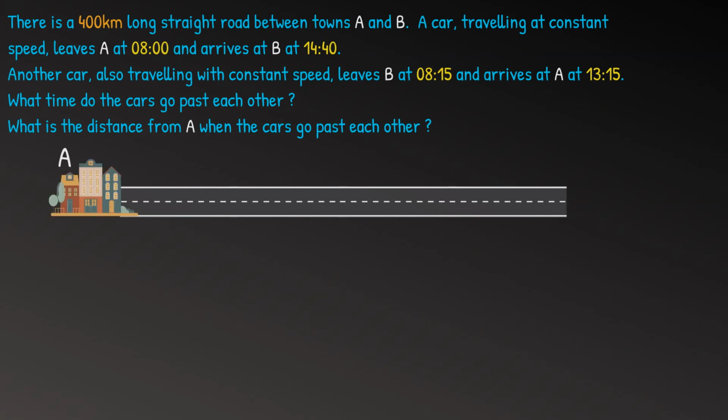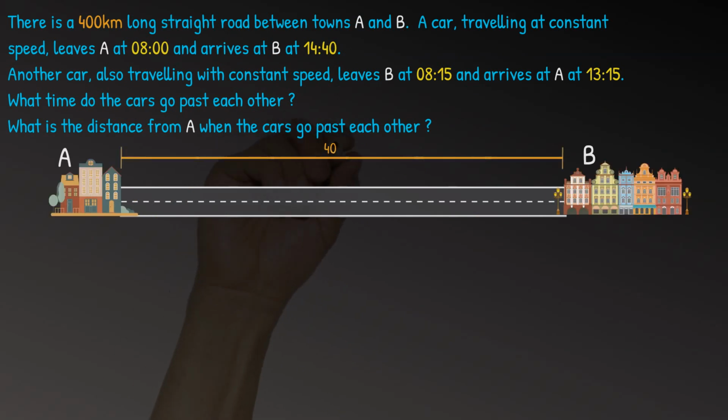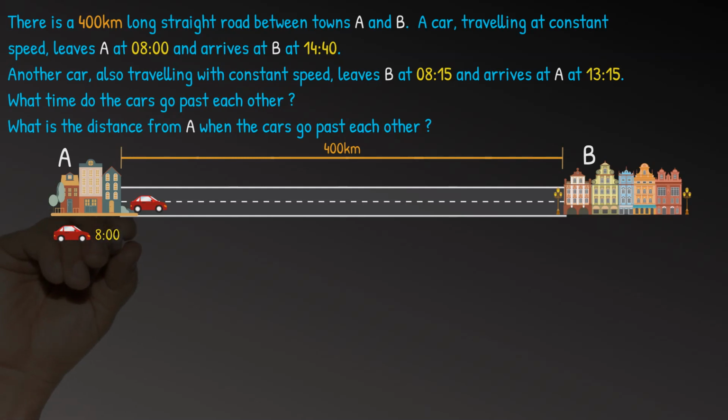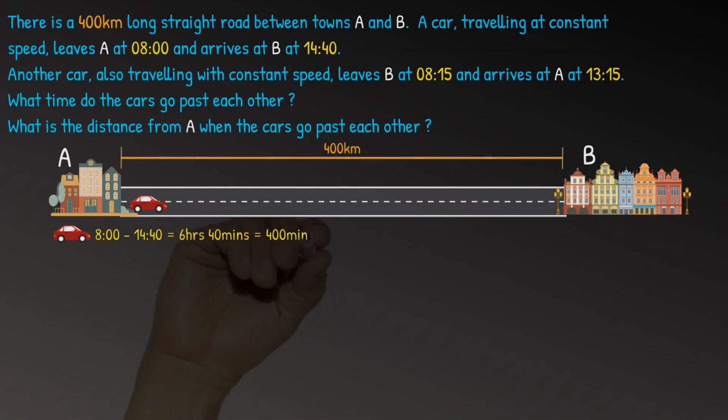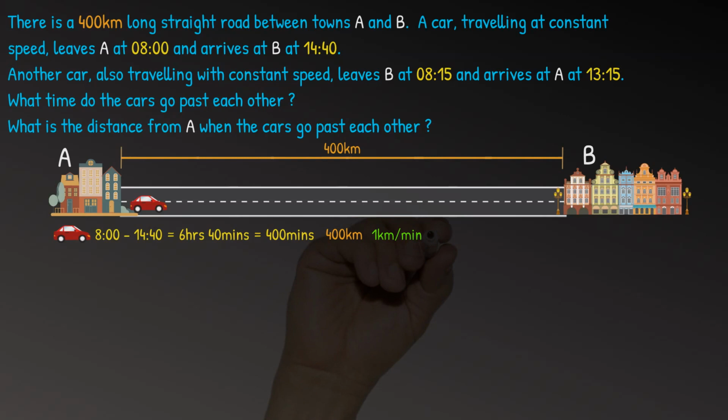Now here we have town A, town B, and a 400-kilometre straight road in between them. Now we're looking at two cars. The first car leaves town A at 8 o'clock and it arrives at town B at 14:40. Now that's a total journey time of 6 hours and 40 minutes, or 400 minutes. And as the distance travelled is 400 kilometres, that's 1 kilometre a minute, or 60 kilometres an hour.